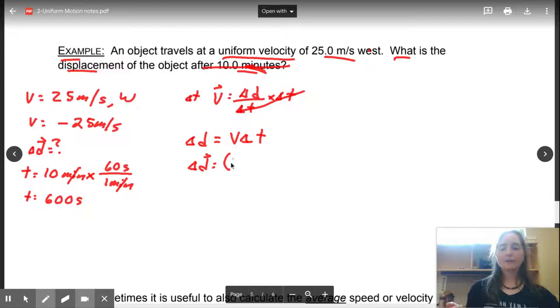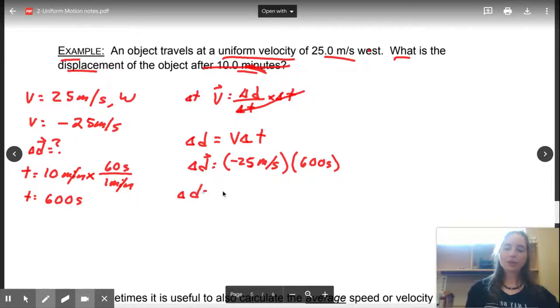So V, ladies and gentlemen, is the velocity, at negative 25 meters per second, and then the time at 600 seconds. Now, I'm not going to deduct points if you don't put units in the middle. So you can show your work like that if you want, and that's okay. However, sometimes it is very handy to actually put in your units because you can do some mini unit analysis to see if you actually got the right answer.